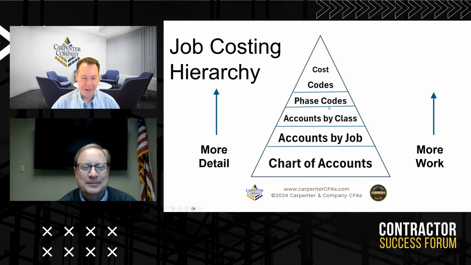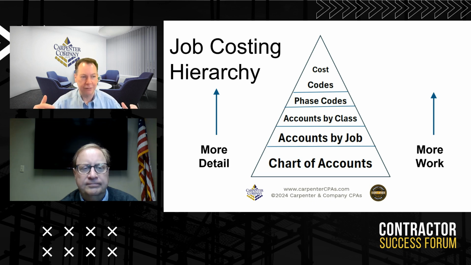Once we get in above here, we're slicing it and dicing it a little differently. So we're talking about what I call phase codes. You could call it divisions. You could call it whatever, but I think about that from the Construction Specifications Institute, or CSI, if I say that. So you have the main levels that could be the trades or whatever: concrete, electrical, plumbing, HVAC, mechanical.